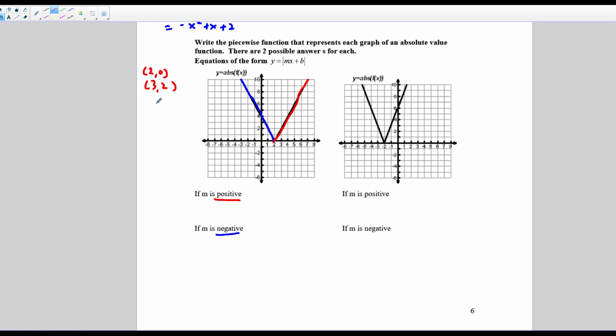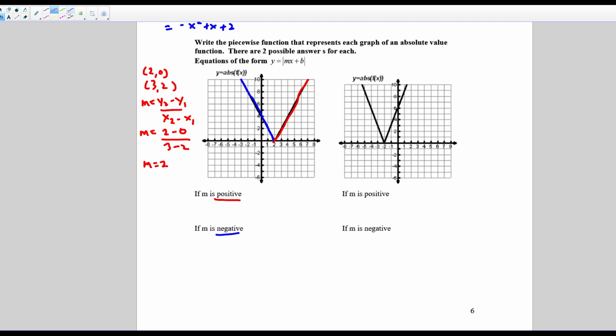So from here, let's use our slope formula. m is equal to y2 minus y1 over x2 minus x1. We end up getting 2 minus 0 over 3 minus 2. That gives me a slope of positive 2 over 1, or just 2.